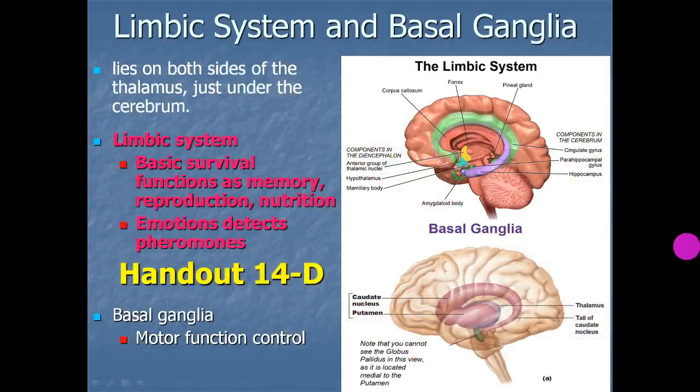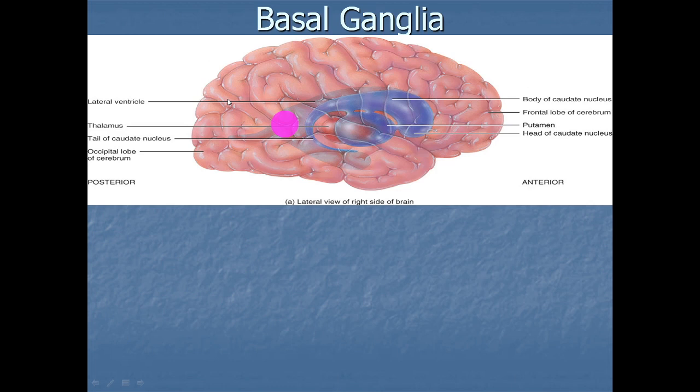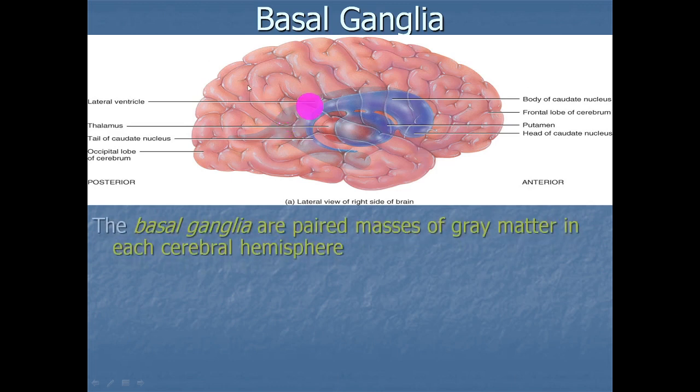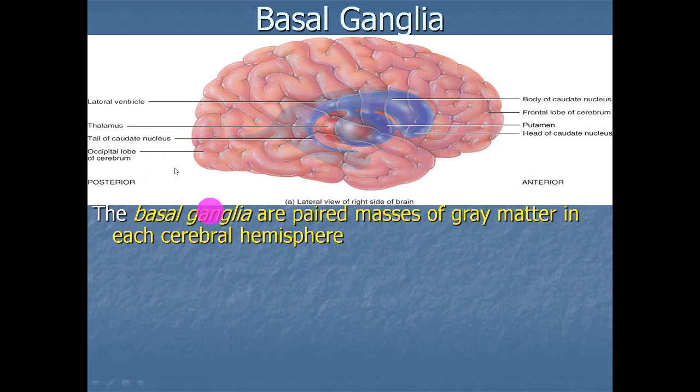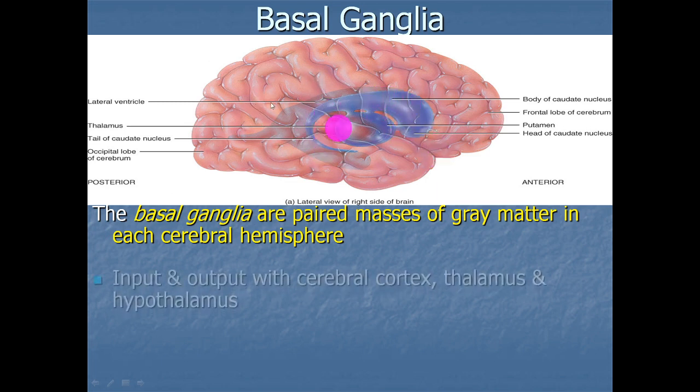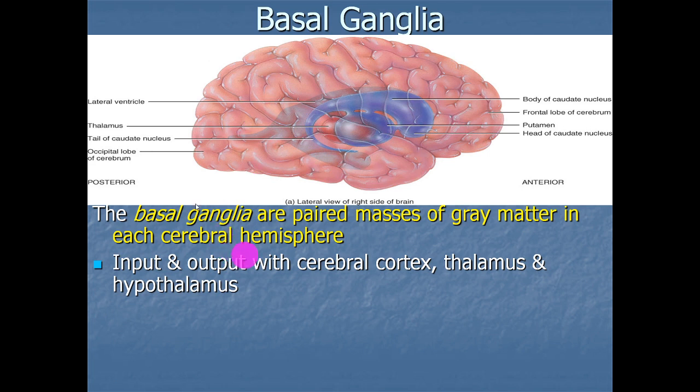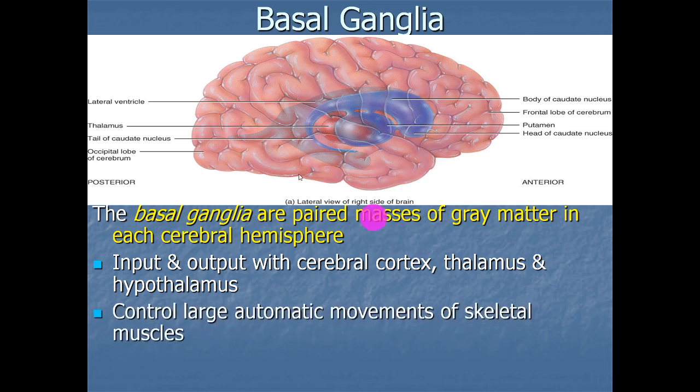So if we look at the limbic system, remember it's dealing with emotions and memory formation, but there's a specific part of the limbic system called the basal ganglia. It says the basal ganglia are paired masses of gray matter in each cerebral hemisphere. So they're kind of this hazy area right here. And it says that they are involved in the input and output of information through our cerebral cortex, the thalamus, and the hypothalamus. So they are information pathways.